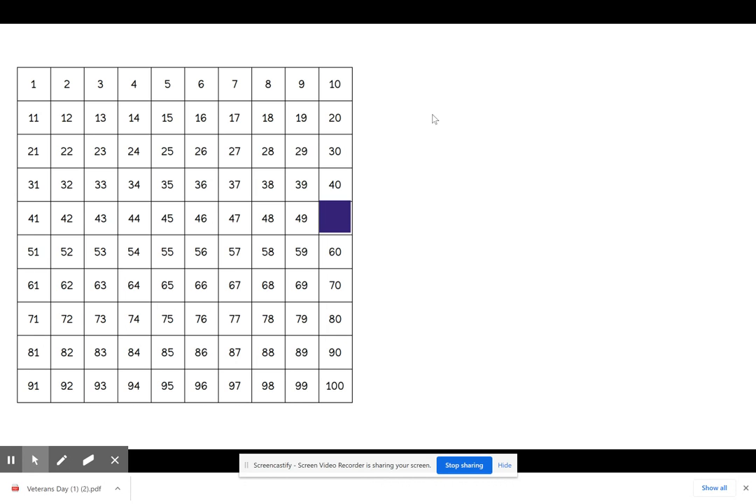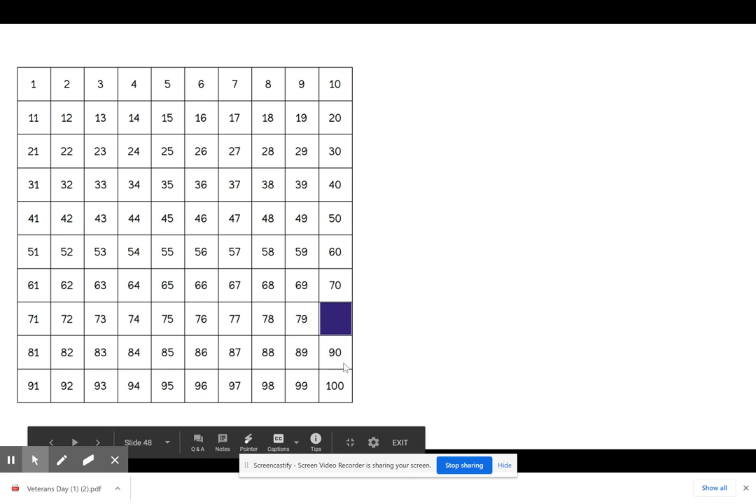Okay, what number is under the purple square? If you guessed 50, you were correct. Again, many different ways that you could have done it. You might have thought, okay, there's 49, so this has to be 50. You might have looked at the 10, 20, 30, 40, and known that the next one would be 50.